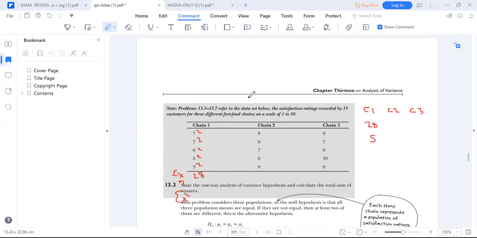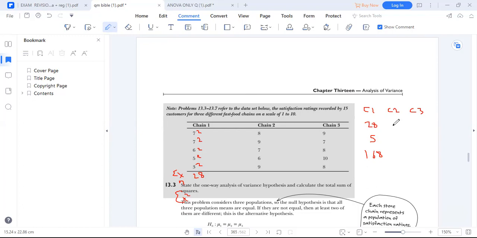Quickly. On chain one, I was getting 168. Confirmed? Someone should confirm that. 168 is correct, I've confirmed it. Then next, chain two.